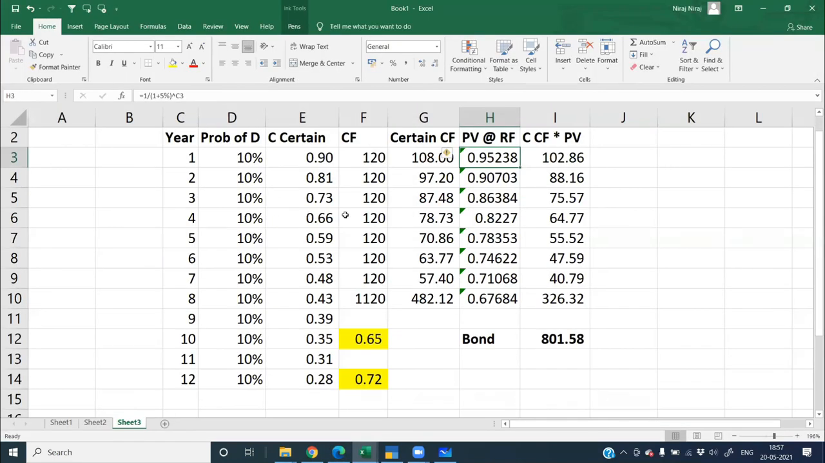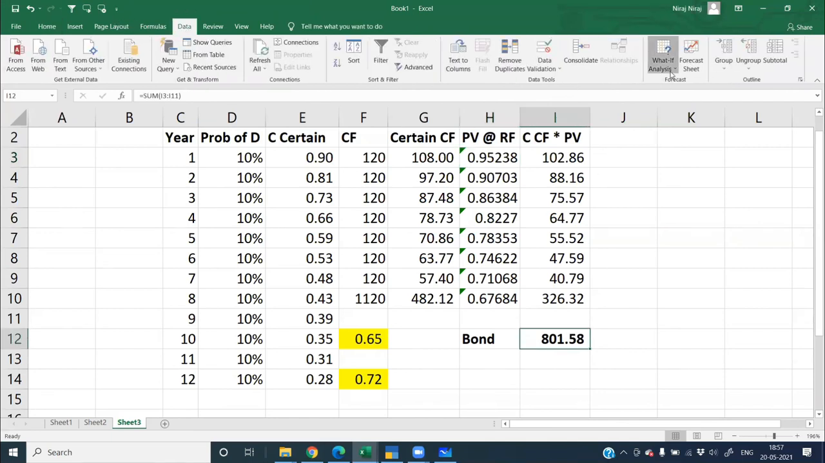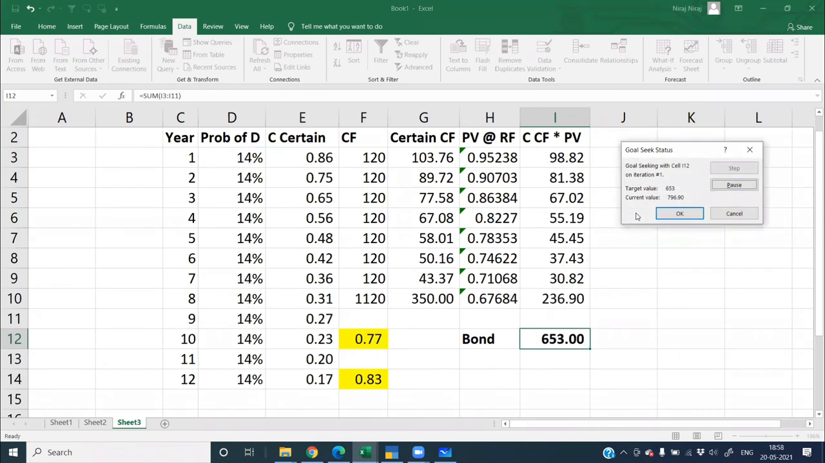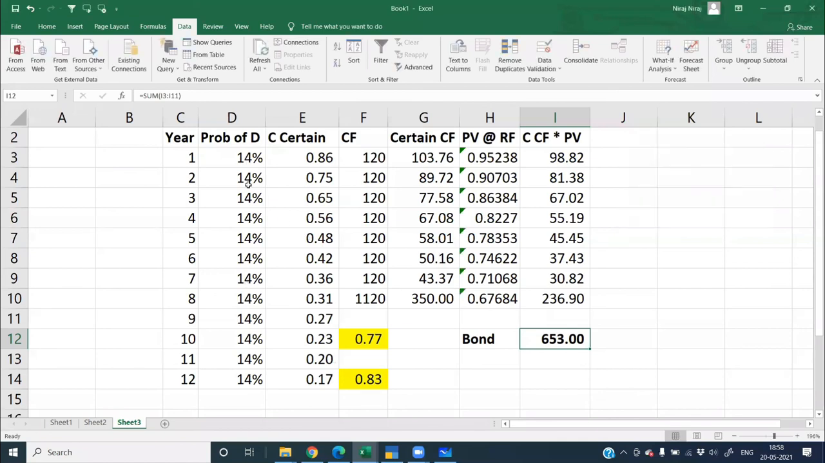I will just go to this cell. I will go to data. I will go to what if analysis, goal seek. I will tell, please change this value of 810.58 to 653 rupees by changing which cell value? By changing the probability of default. इसकी cell value को आप change कीजिए and see you will automatically get the answer.